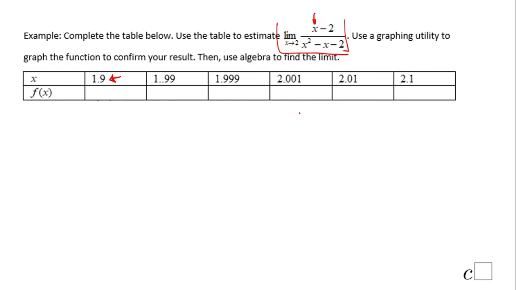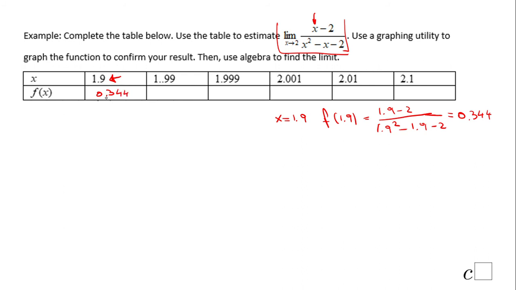So if you do that for the first one, if we have x equals 1.9, I'm going to do f of 1.9, and that will be 1.9 minus 2 over 1.9 squared minus 1.9 minus 2. And if you evaluate this expression, you're going to end up with 0.344. Let me put that here.